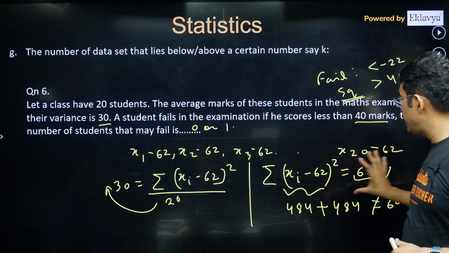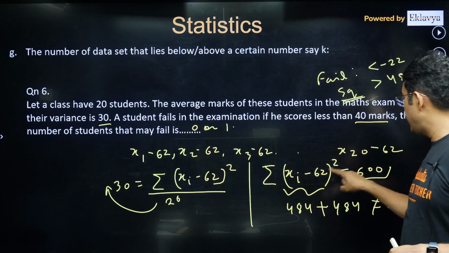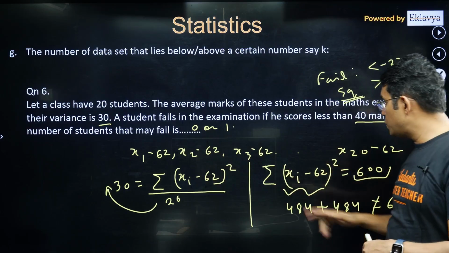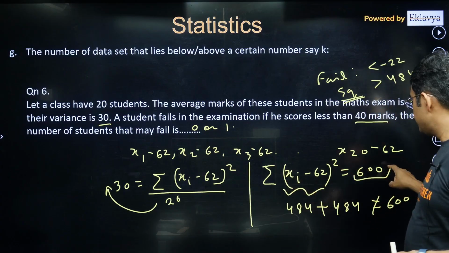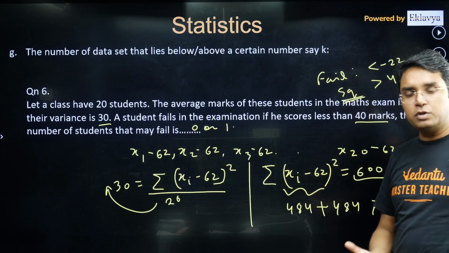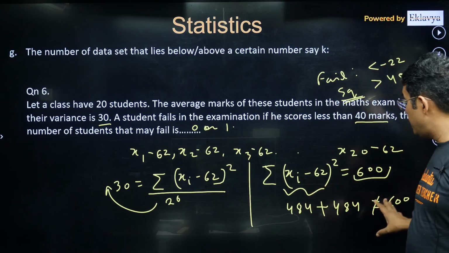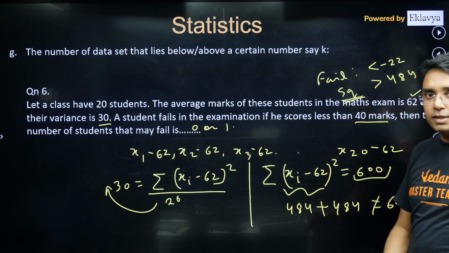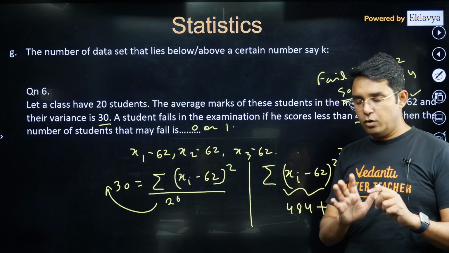Suppose all your values are such that we just need to make sure that this sum is equal to 600. Now these are 20 data values. If I divide 600 by 20, it will be equal to how much? 30. So if each value is equal to 30, no student fails, and still this value comes out to be 600. So 0 is also a possibility, but at most one student can fail, not more than that.